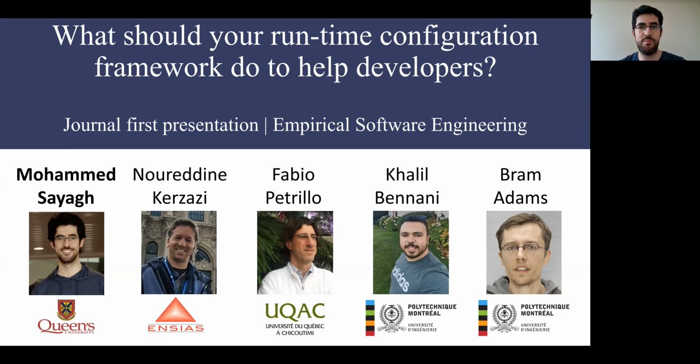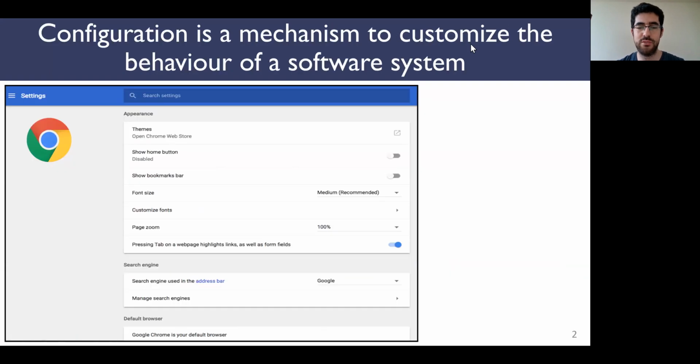Today I'm going to present my work about what should your runtime configuration framework do to help developers. Configuration is actually a mechanism that allows users to change the behavior of software system without touching the source code. For example, in Google Chrome, you can change the font size, you can customize your search engine, etc.